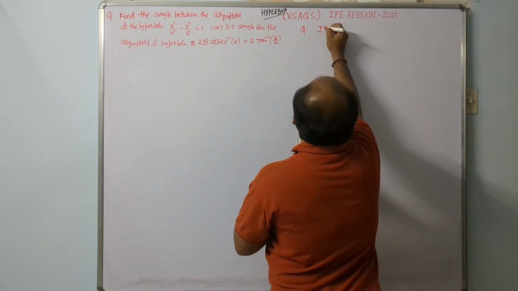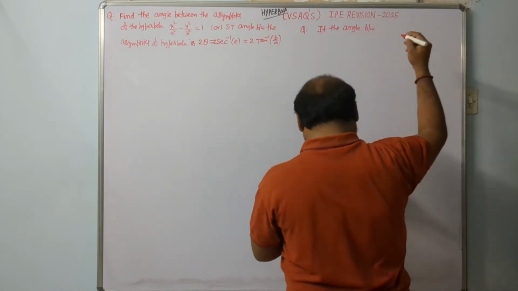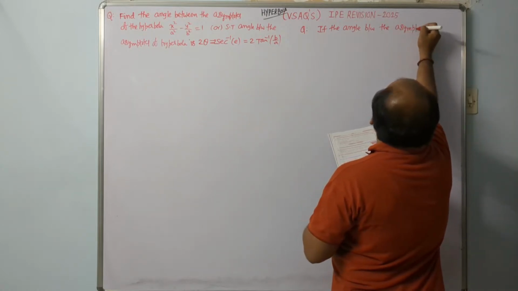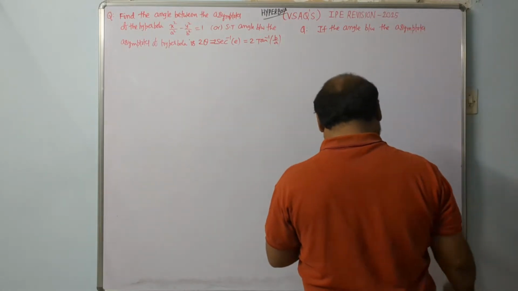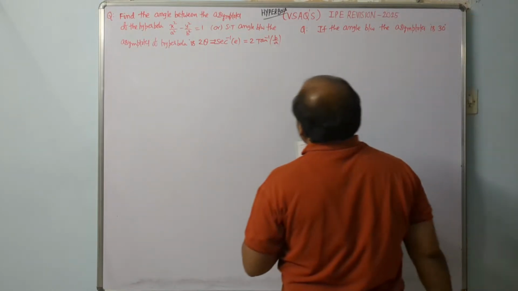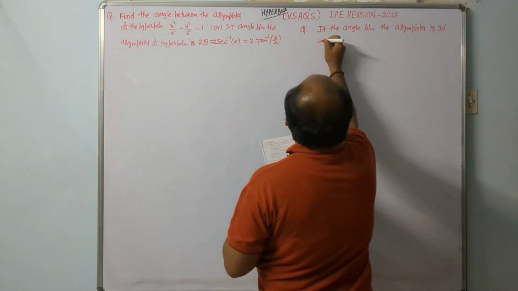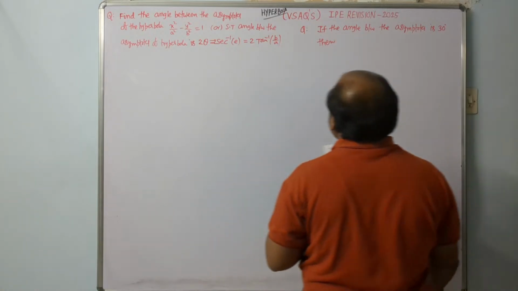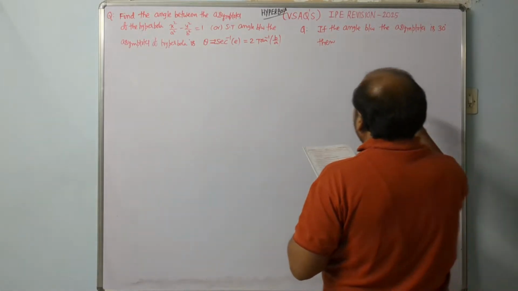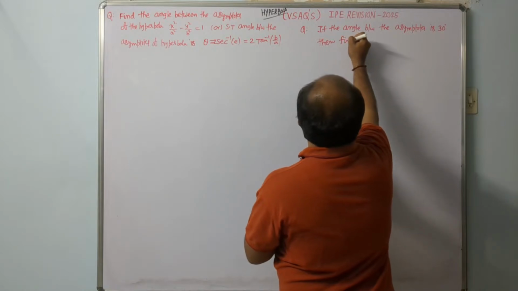If the angle between the asymptotes is 30 degrees, then we have theta only, not 2 theta, then find its eccentricity.